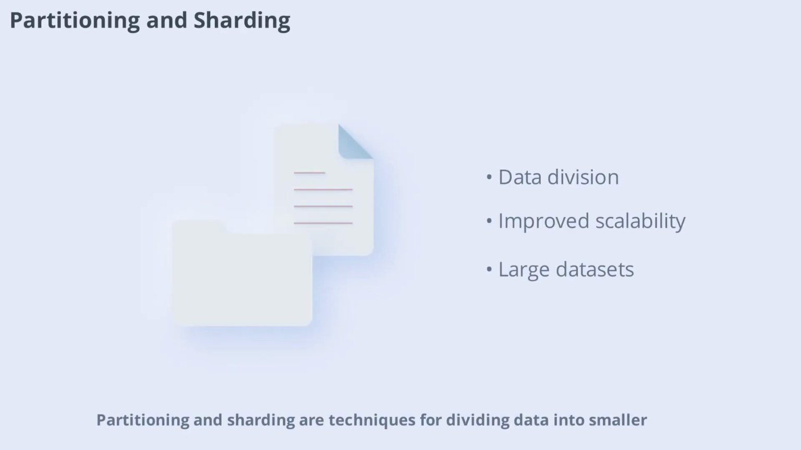Partitioning and sharding are techniques for dividing data into smaller, more manageable pieces. Partitioning splits data within a single database, while sharding distributes data across multiple databases or servers. These methods help improve performance and scalability, especially for large datasets. Both NoSQL and NewSQL databases often use sharding to handle massive workloads.